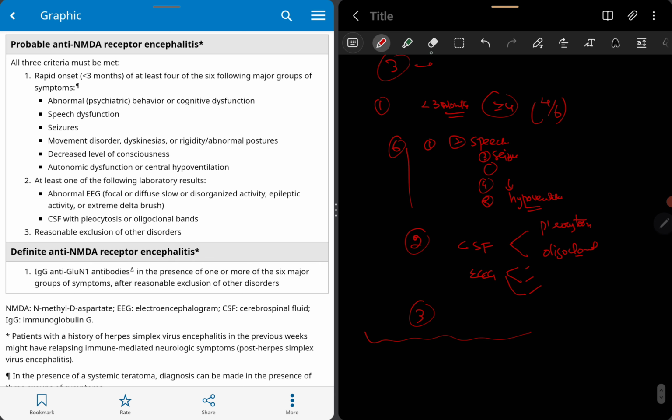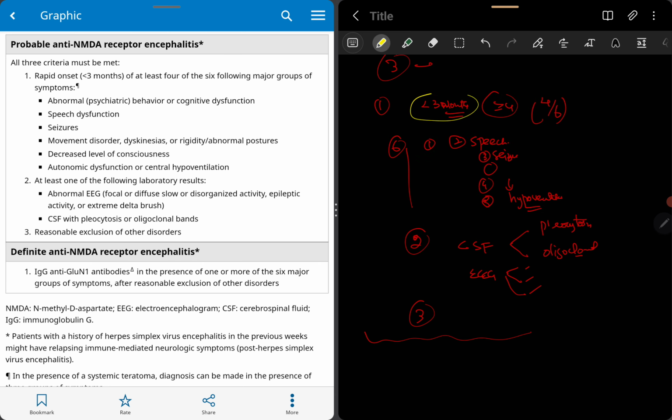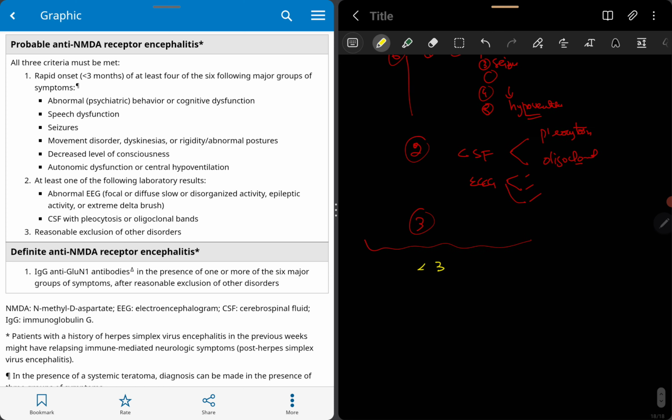So one is the patient has rapid onset, that is, not more than 3 months. 4 by 6 criteria should be met. The second thing was either EEG abnormalities or CSF showing two things: one is pleocytosis and the other is oligoclonal band. The third is exclusion of other possible diagnoses.